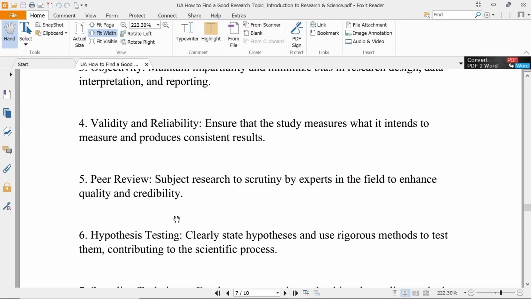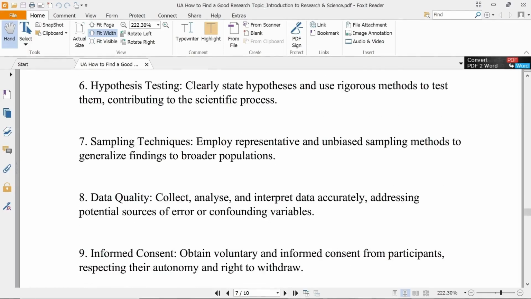Peer review: research has to be subject to scrutiny by experts. Hypothesis testing: clearly state the hypothesis and use rigorous methods to test it, contributing to the scientific process. Sampling techniques: employ representative and unbiased sampling methods, generalizing findings to broader populations. So that's part of external validity.